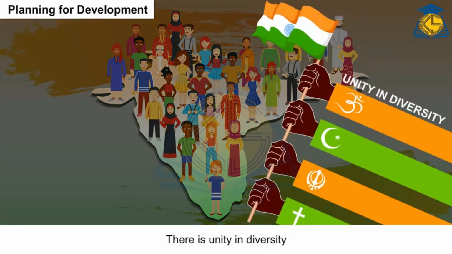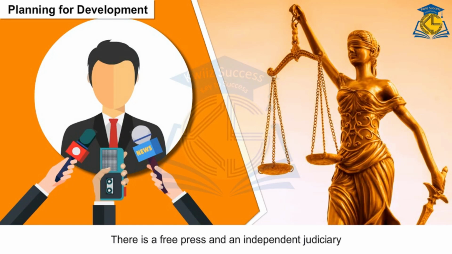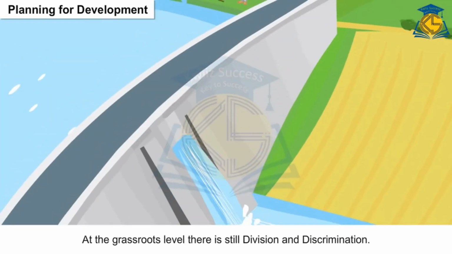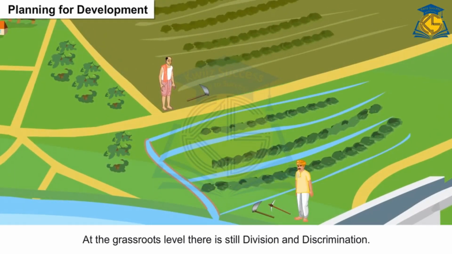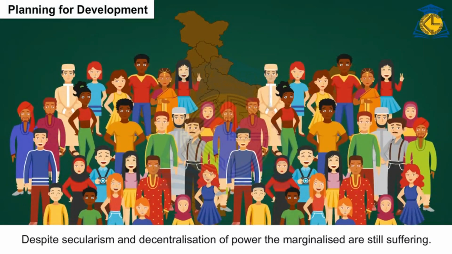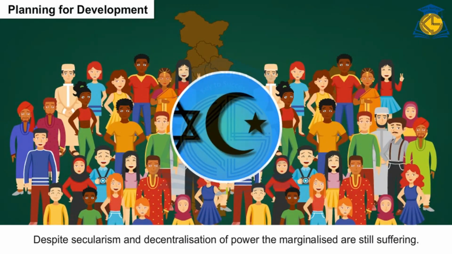There is unity in diversity. There is a free press and an independent judiciary. At the grassroots level, there is still division and discrimination. Despite secularism and decentralization of power, the marginalized are still suffering.